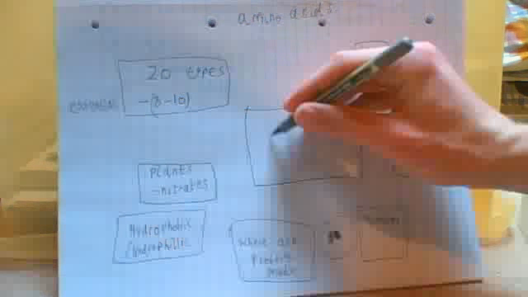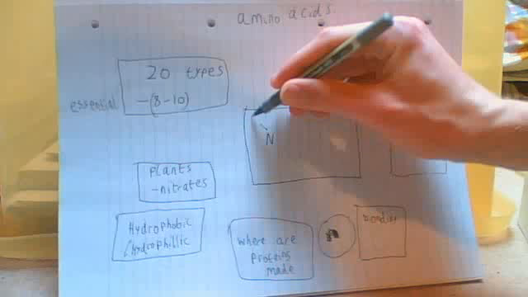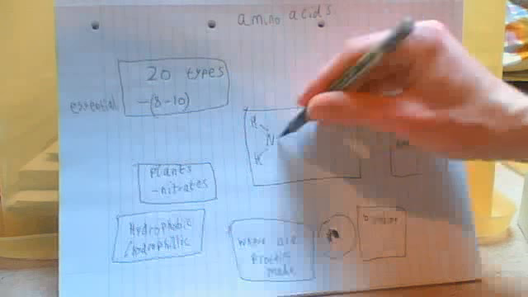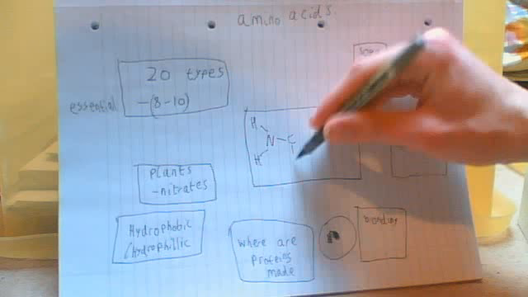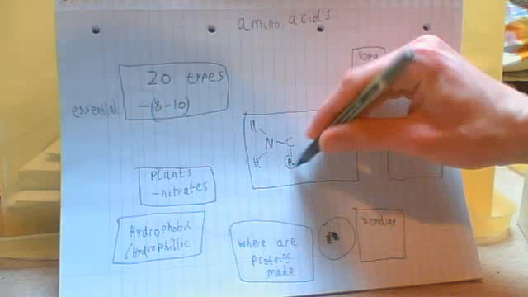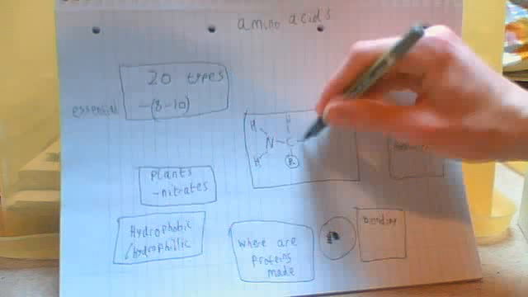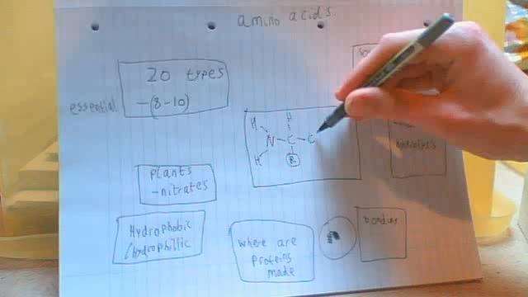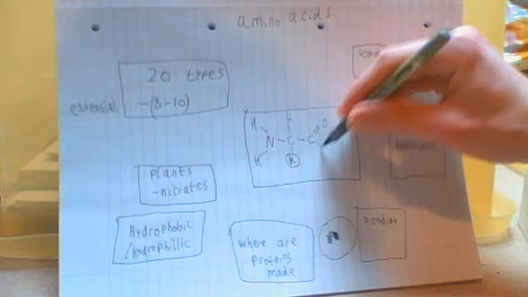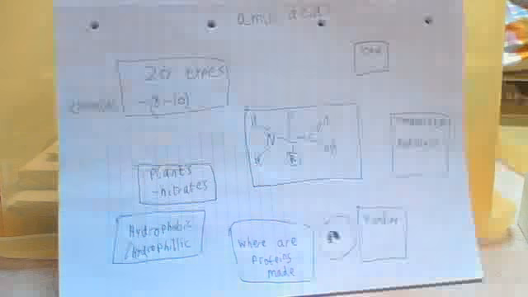Okay, so you have your N here, a nitrogen atom, bonded to two hydrogens, bonded to a carbon with an R group. I'll discuss that in a minute. Then H up here, that's bonded to another C, double bond O, and OH. This is just an acid group.